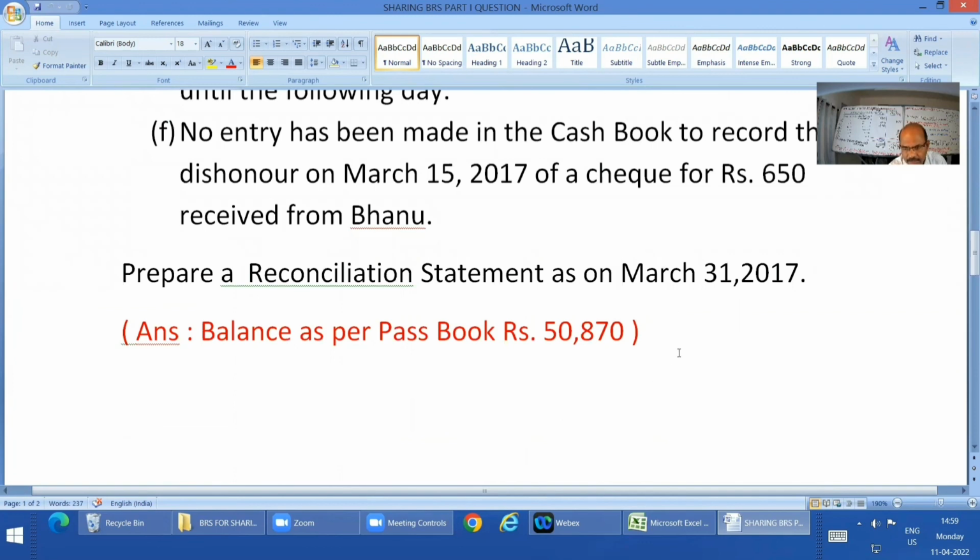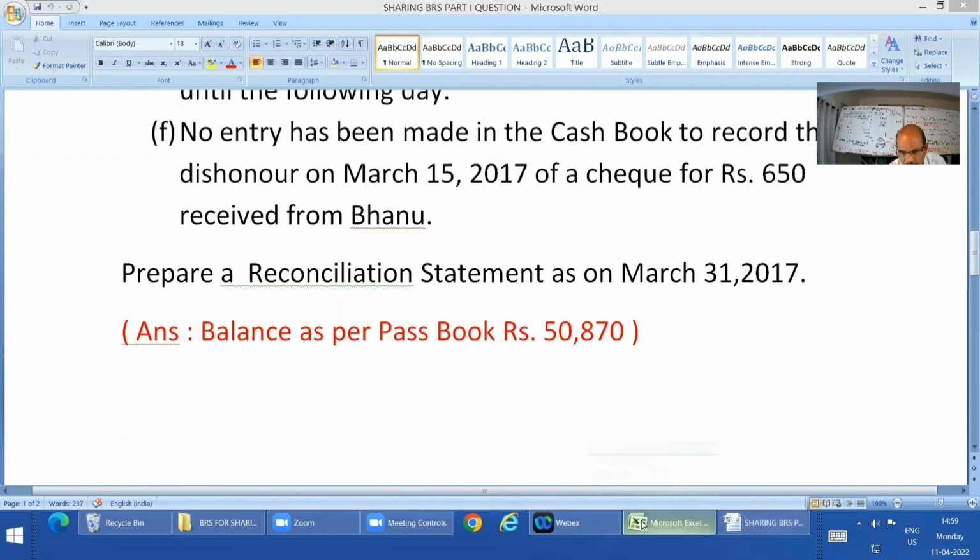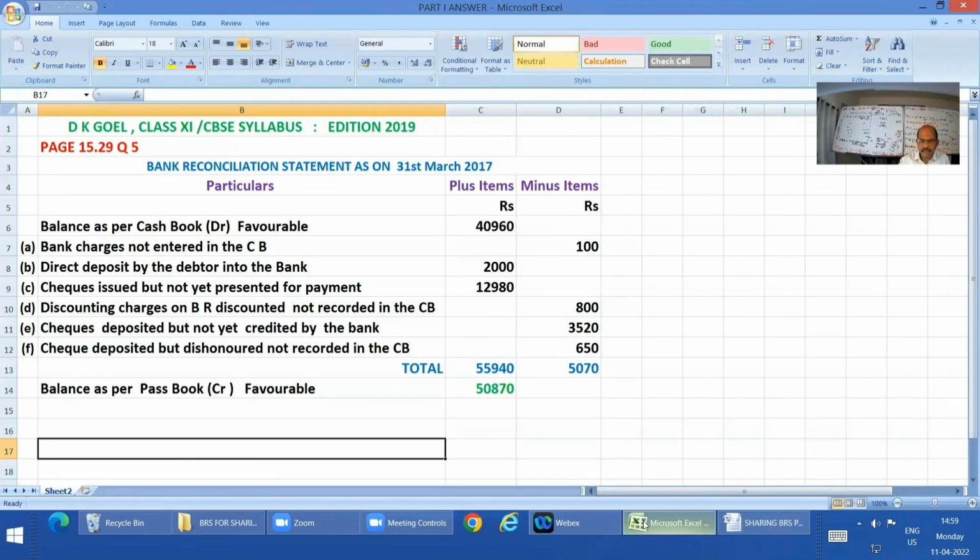Now the answer, as it is expected to be presented in the exam, not in this way. Okay, I'm showing the proper way. This is the answer, where particulars have been clearly written.